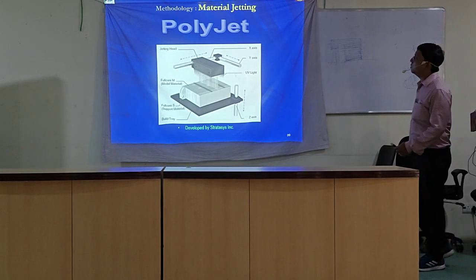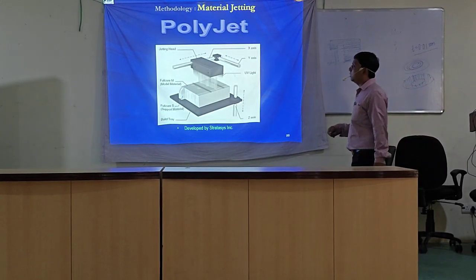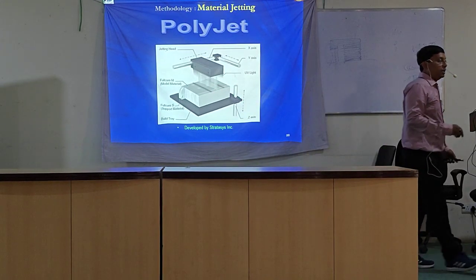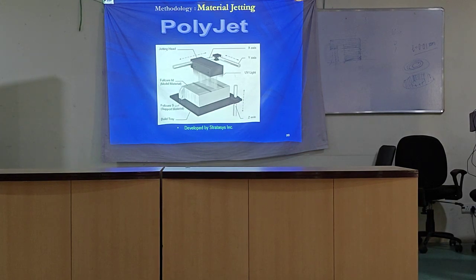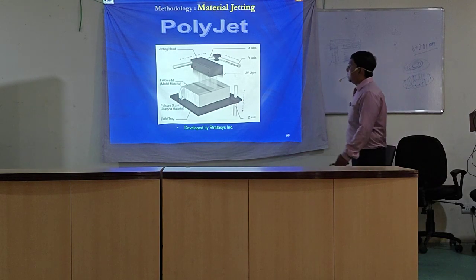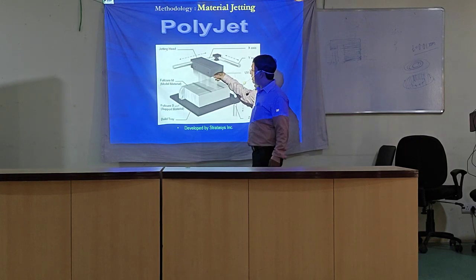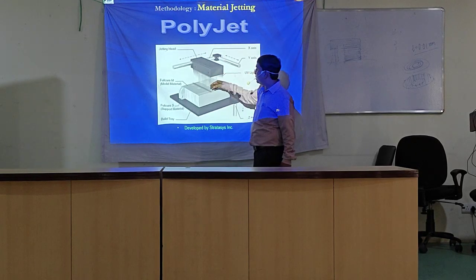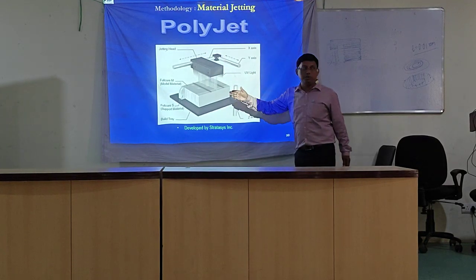Next is material jetting. Material jetting is also jetting the material from a nozzle, so obviously it should be a liquid material, a liquid resin. Now I would like to show you the process. Depending on your cross-sectional geometry, the nozzle selectively deposits the liquid resin, followed by UV light curing.